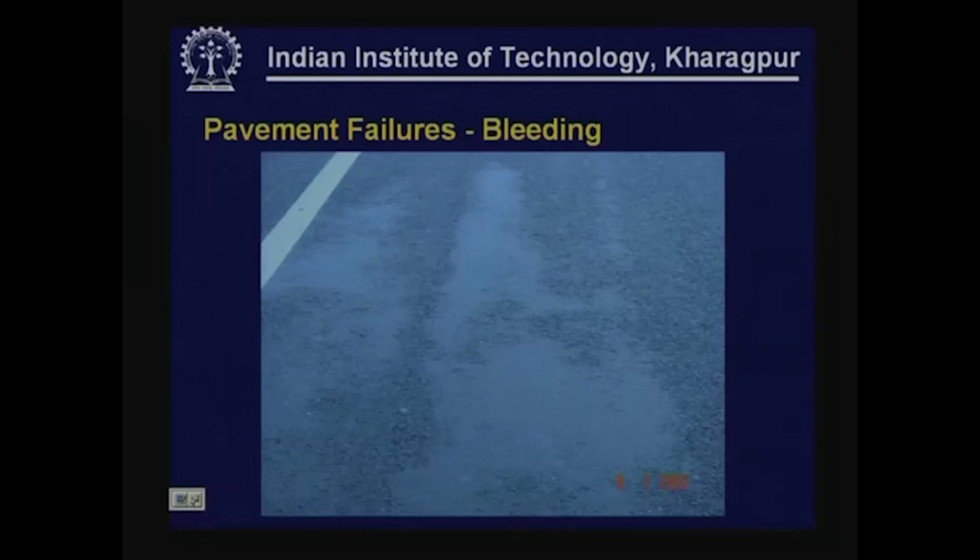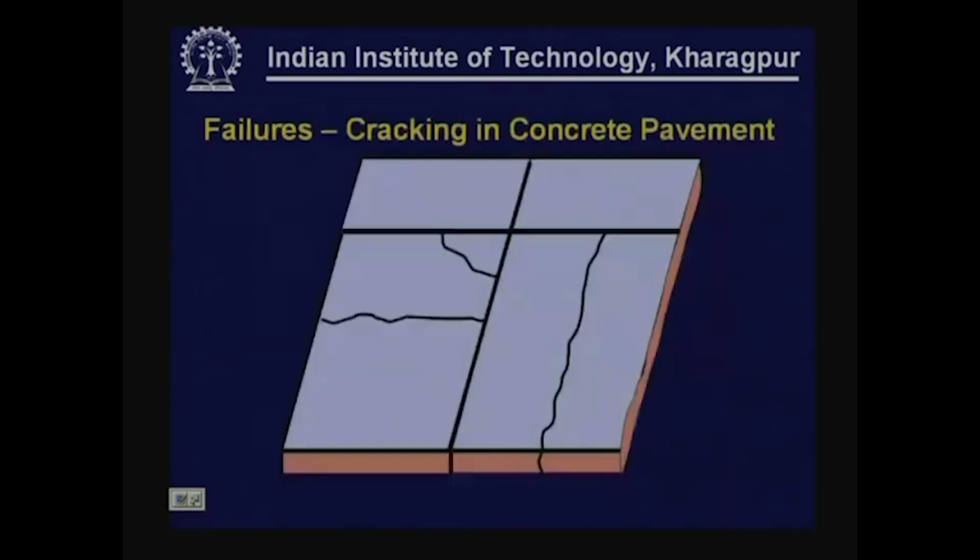This photograph shows another type of failure known as bleeding. You can see that bitumen has come up to the surface and you see patches of bled surface. This could be because of over compaction of the pavement, pavements that are subjected to high pavement temperatures, pavements wherein the bituminous mix was not properly designed, or pavements where very heavy loading is applied. So this is another type of failure that has been of major concern to pavement engineers in the recent past.